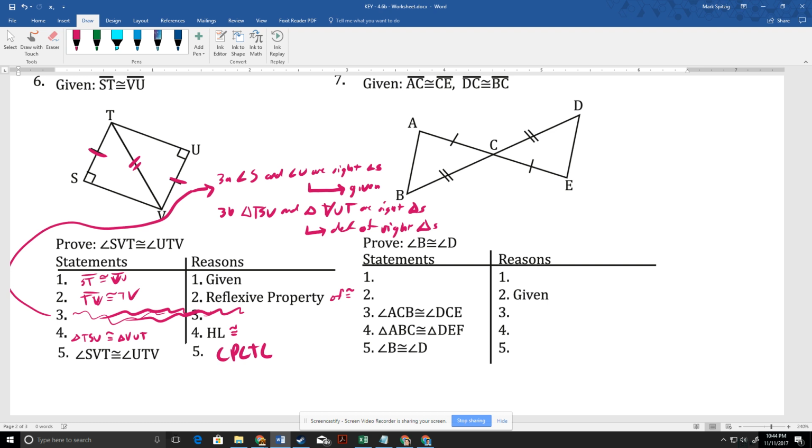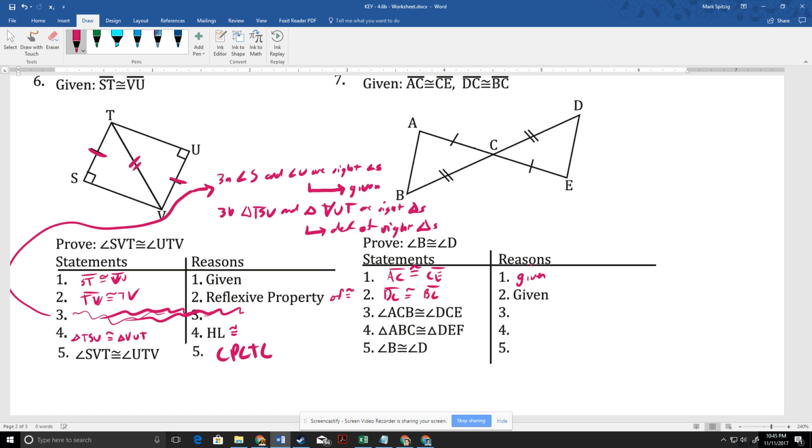All right, in this case, I should have a pretty good idea that we're going to be doing that reflexive, but our first given, it doesn't actually matter, I guess, which one we're doing first, but we could say AC is going to be congruent to CE. Again, that is given. Then we say that DC is congruent to BC. Again, that's given. They're marked up there already.